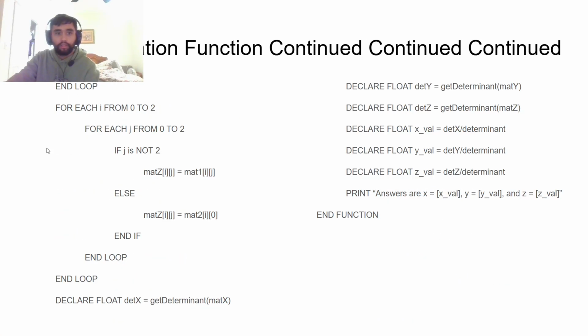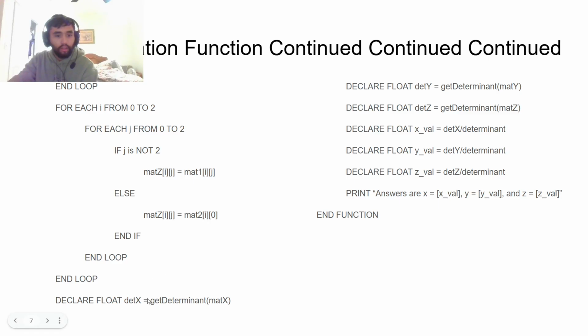And loop. Same here, except again with the Z column, where if j is not 2, the Z column, it'll set it to the equation matrix, and else, if the column is Z, it'll set it to the solution matrix elements.